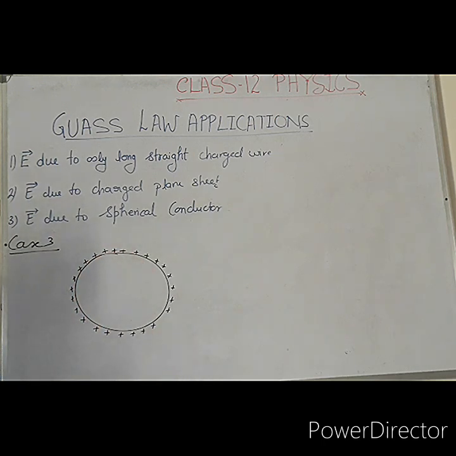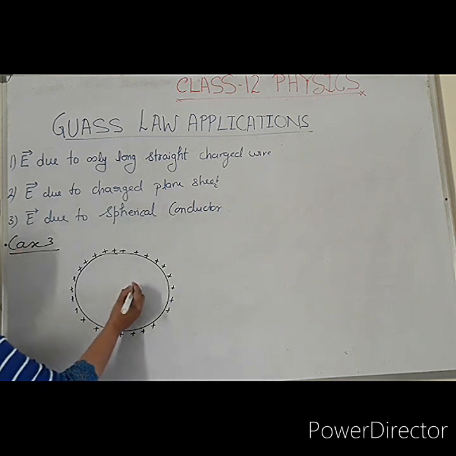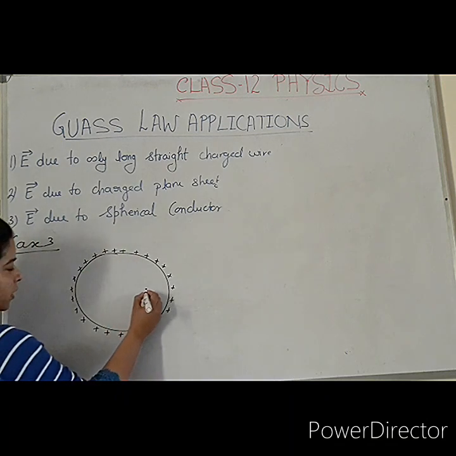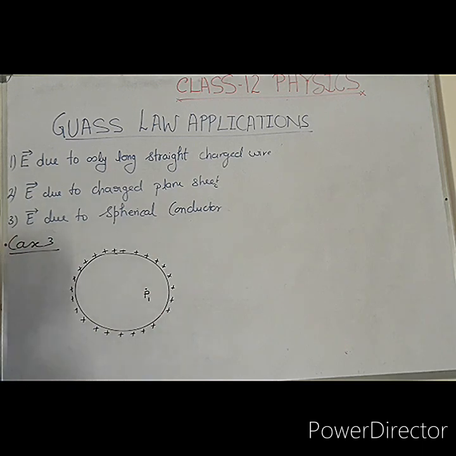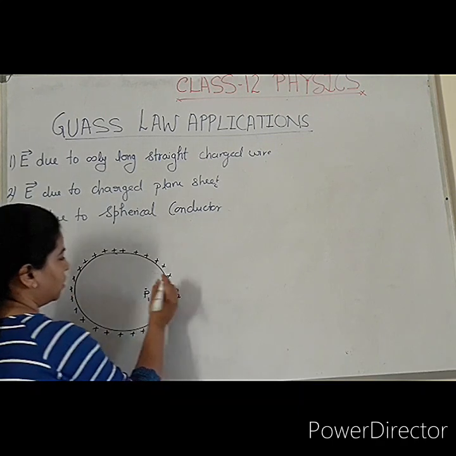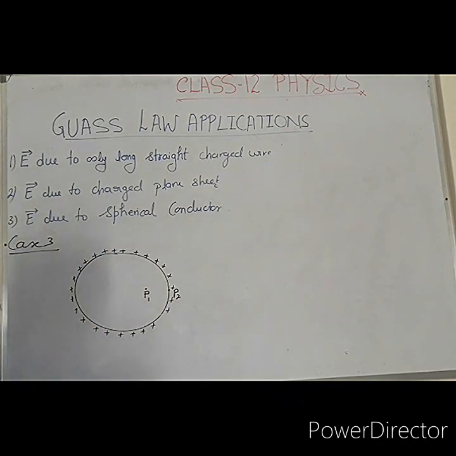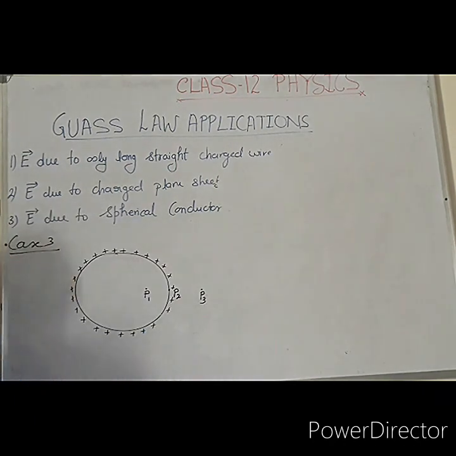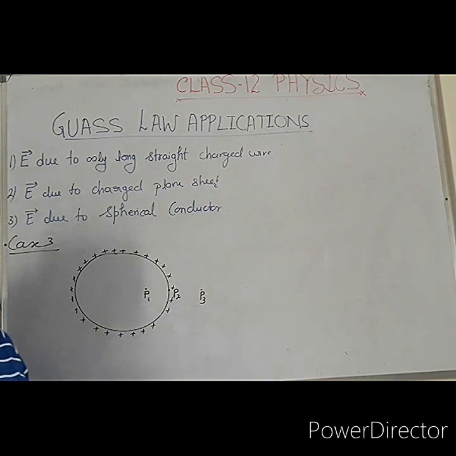Okay. Now we can take 3 conditions here under case 3. One condition is at any point inside the hollow spherical conductor, that is, this is P1 point. Second case, at the surface of the spherical conductor, P2 point. And third case, electric field at any point outside the spherical conductor. So these are the 3 cases under application number 3. First of all, we will discuss condition 1.